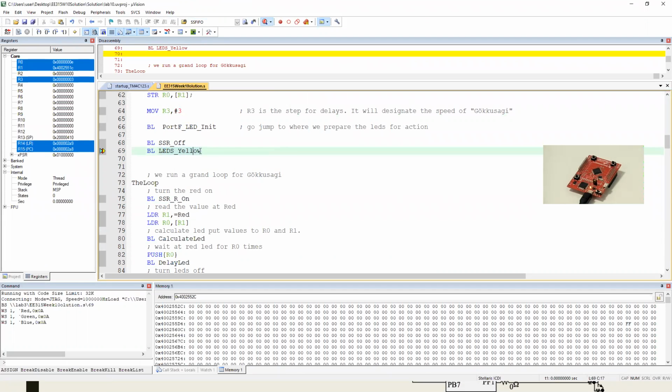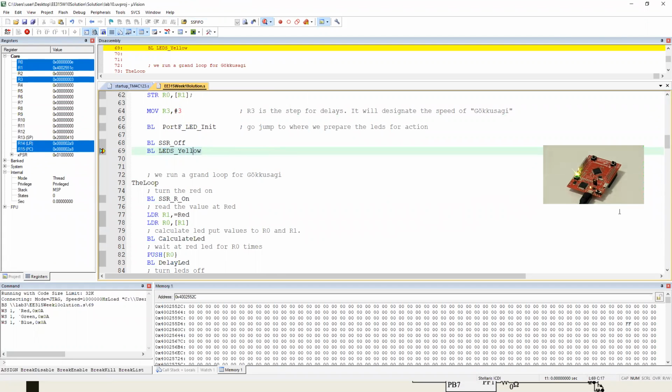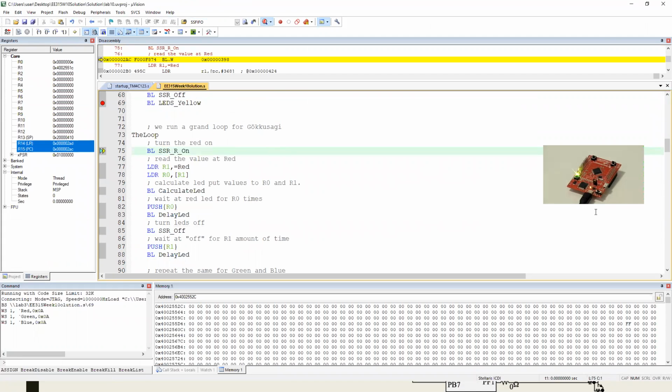Okay, I'm going to do step on and it's going to be yellow. Okay, any questions?